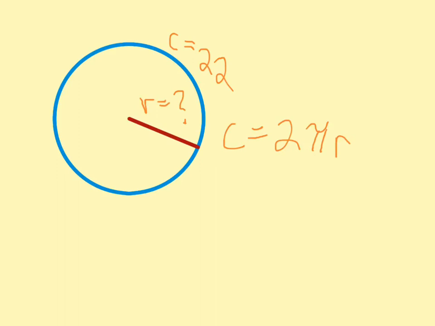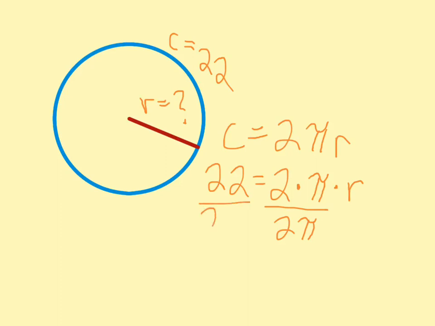Now I fill in what I know. Well, I know that circumference is 22. I know the number 2 is 2. I know pi is pi. And I know that I want to find out the radius, so I leave r as r. So now I can divide both sides by 2 pi. And that cancels that out. Leaves me with r on this side.